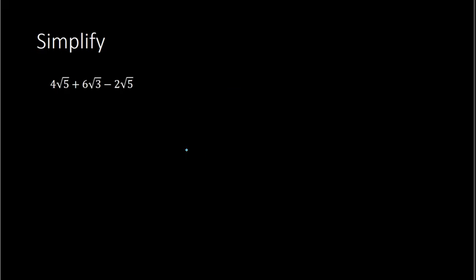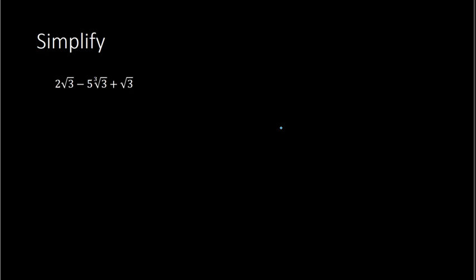Here's another example. We have 4 times the square root of 5 plus 6 times the square root of 3 minus 2 times the square root of 5. So again, when you're simplifying, you look for like terms. So notice right here and right here, these both have a square root of 5. Those are like terms. So when I subtract, I have the 4 minus 2, that gives me 2 square root of 5 right here. Then plus the 6 square root of 3 cannot combine because that is a different radical than the square root of 5. So this is my simplified form of the original expression.